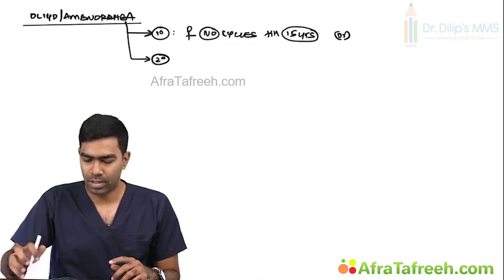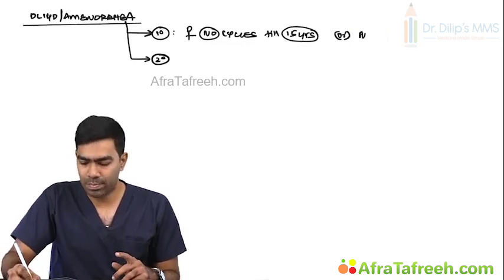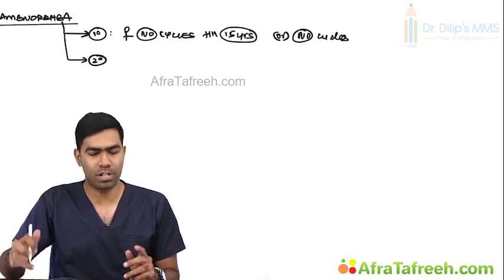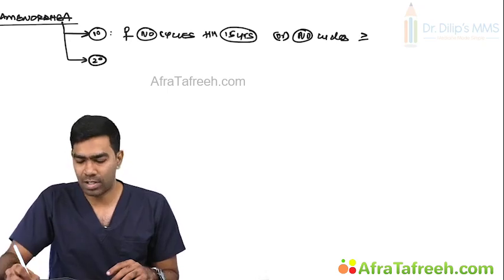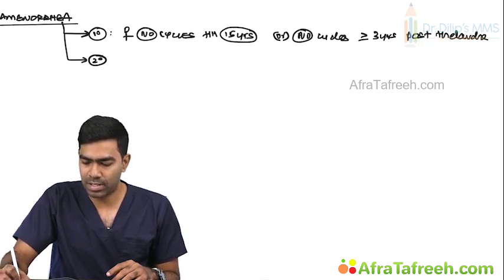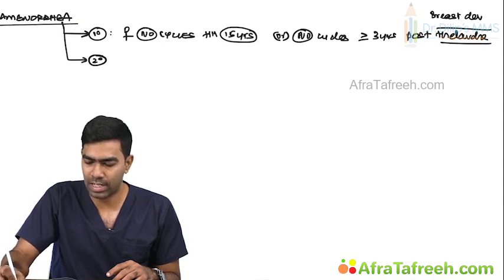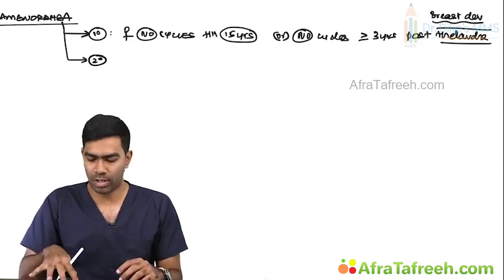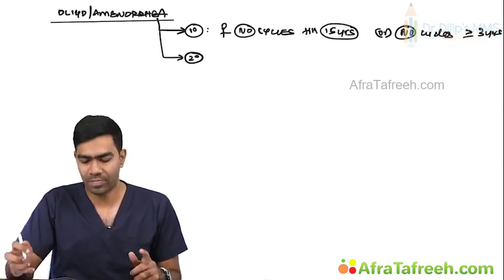Or the girl has not experienced any spontaneous menstrual cycle even after 3 years of telarche, and what I mean by telarche is breast development. In simple terms, I can call it breast development. Even after 3 years of breast development, the girl has not yet achieved menstruation, a spontaneous menstrual cycle. So this is primary amenorrhea.